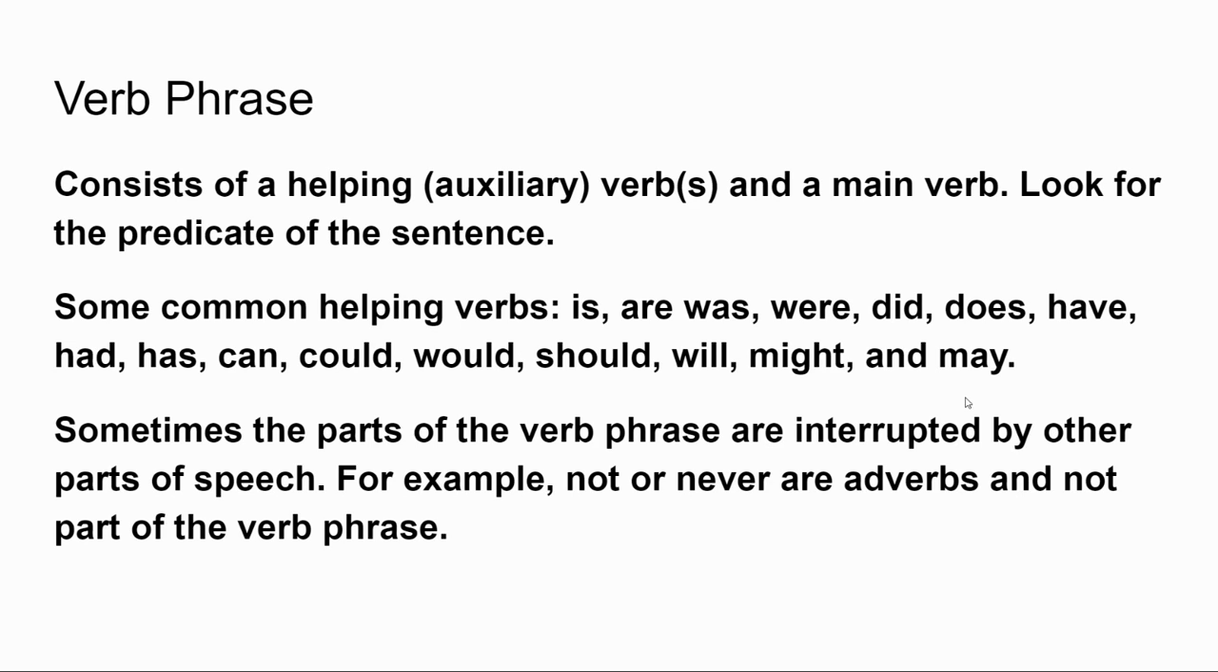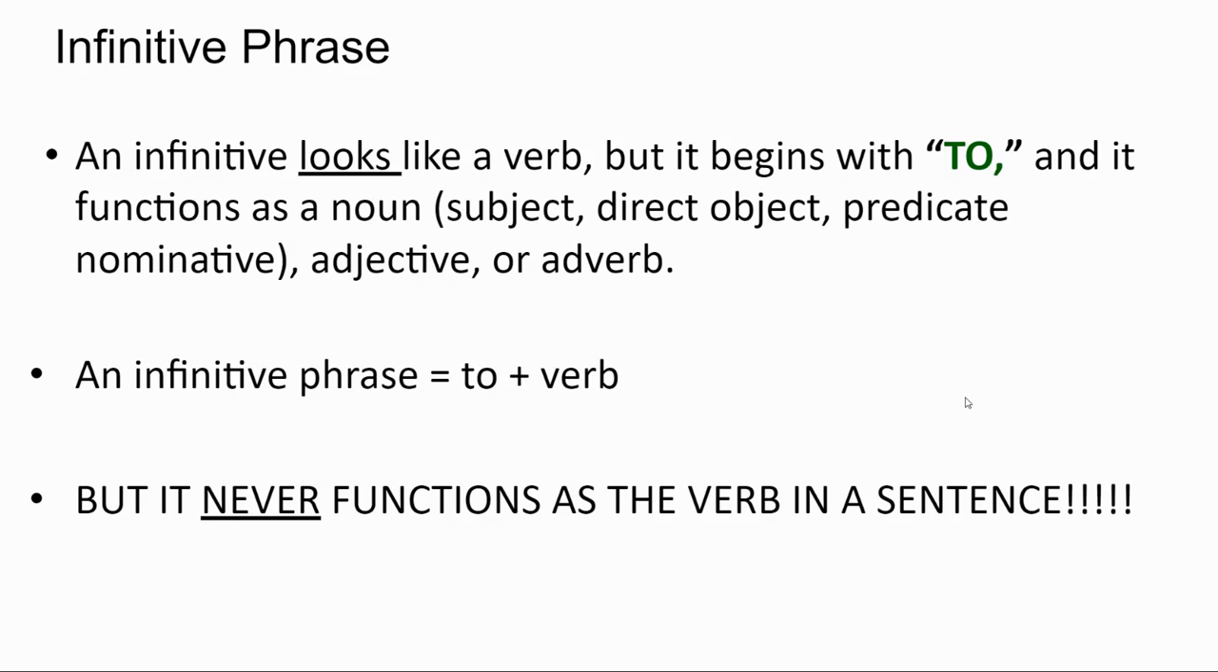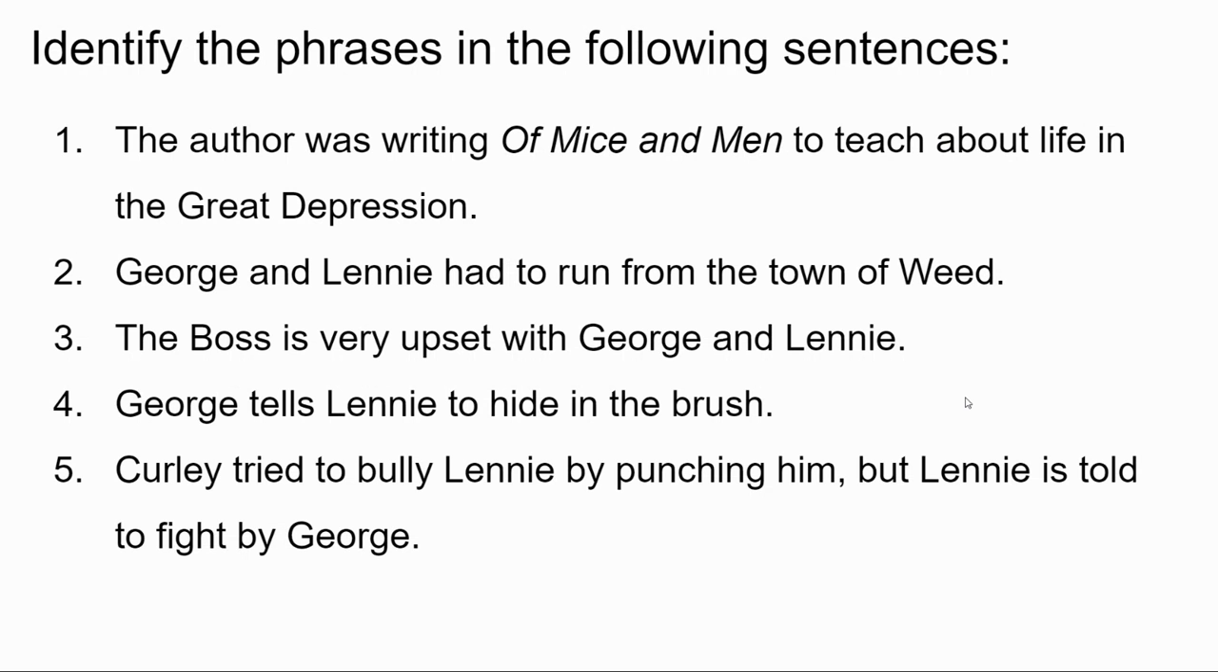Sometimes the parts of the verb phrase are interrupted by other parts of speech, like not or never. Adverbs are sometimes in there. And then the infinitive phrase is easy. It's just to, and then there's a verb after it. It looks like a verb, but it functions in another way. If you see a to and a verb after it, that's an infinitive. It never functions as the verb in the sentence. That's where people get tricked, but it looks like it. It's to run, to hide. So we have 5 of these.